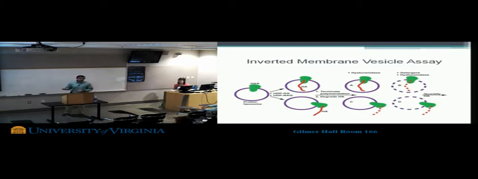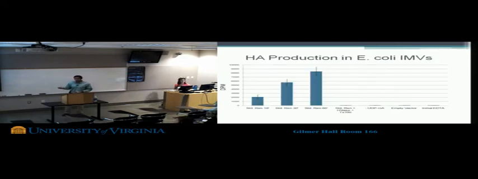If there is not a big difference, then there was no translocation. The way we detected this is we added tritium-labeled UDP-N-acetylglucosamine, and then we could just measure the radioactivity with scintillation counting. But first, we wanted to test whether these IMVs could actually make hyaluronan.